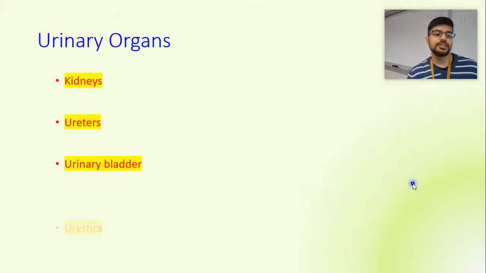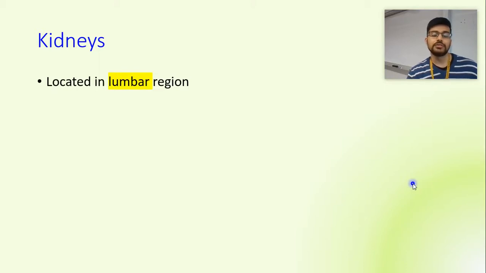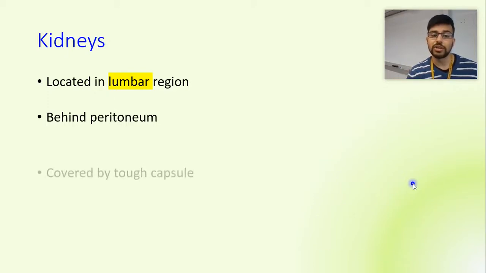Those organs include our kidneys, the ureters, urinary bladder, and the urethra. We're going to talk about each of those in a little bit of detail. Kidneys in particular, these are found in the lumbar region, which is the lower part of your back. You will find them on the back of your body. They're behind the peritoneum, which is the encasing of your lower abdominal cavity.